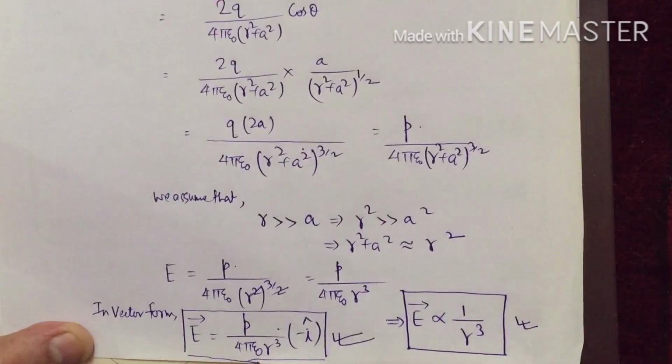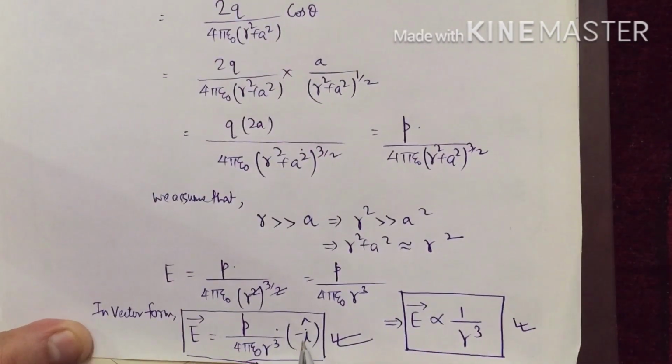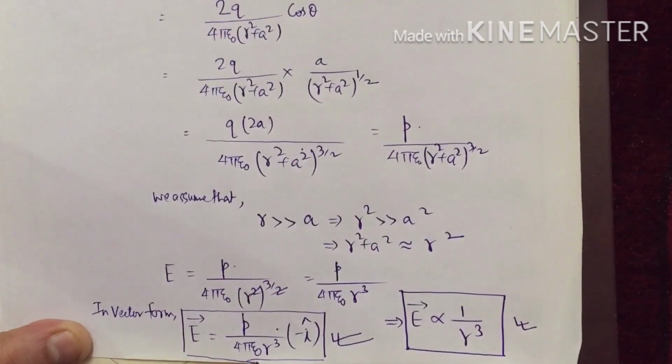So hence we have derived the electric field at two points, one on the dipole axis as we have seen previously and one on the equatorial axis. Both are varying as 1 by R cube.